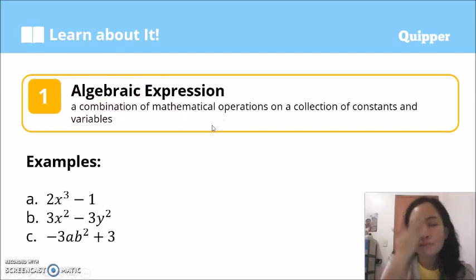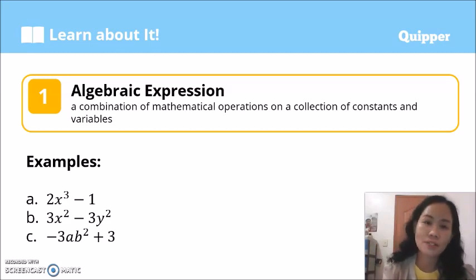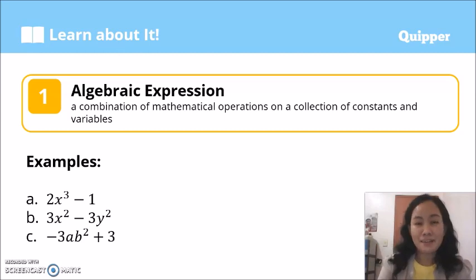Ibig sabihin, pwedeng may dalawang mathematical operations na involved. Okay? Pwedeng constants lang din. Pwedeng variables. Pwedeng combination ng constant at ng variables. Pwedeng may isang mathematical operation lang na involved or pwedeng walang mathematical operation involved. Okay, so that's an algebraic expression.